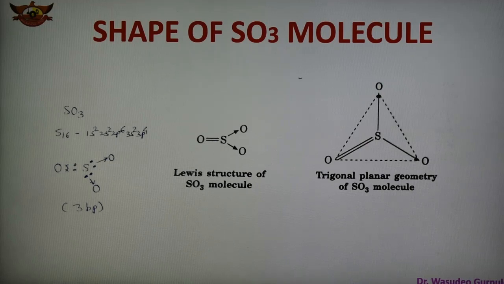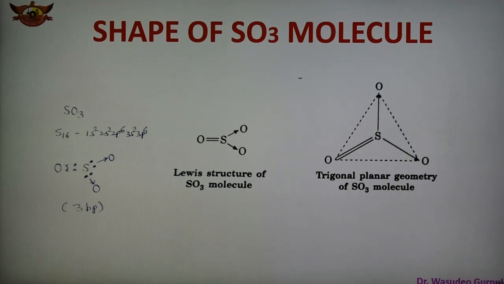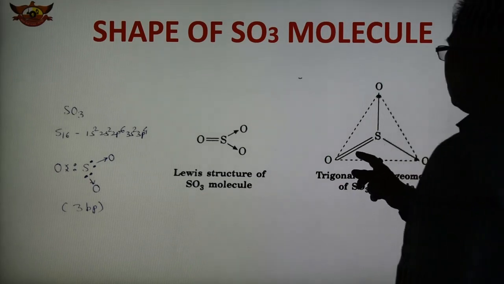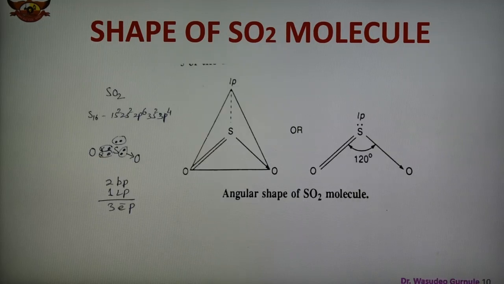So in this case there are three bond pairs of electrons and no lone pair of electrons. Because multiple bonds are counted as a single bond, therefore the structure of the molecule is a trigonal planar structure. So this is the geometry of the SO3 molecule, with no lone pair, all three being bond pairs. There is a double bond but it is considered as a single bond. So this is the structure, and the next example is the shape of the SO2 molecule, sulfur dioxide.